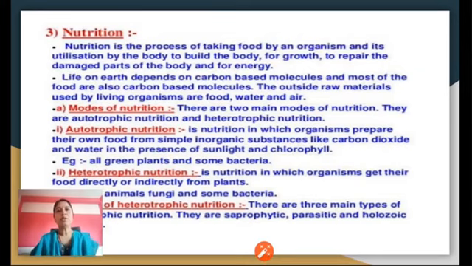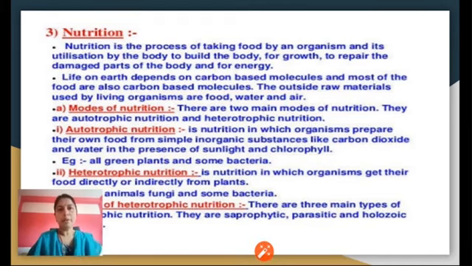Now let's try to define nutrition. It is a process of taking food by an organism and utilizing it to build the body for growth, repair, as well as for energy. And why do they need this energy? To perform other important biochemical activities. Now, if you see nutrition, they are of two types: autotrophic nutrition and heterotrophic nutrition.